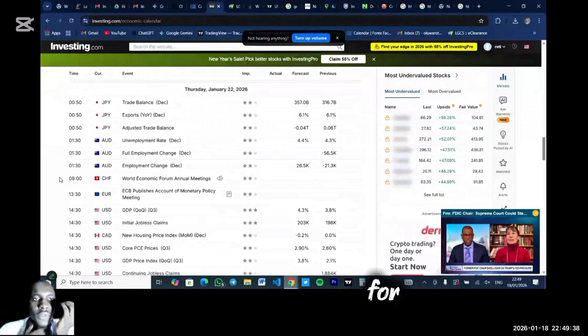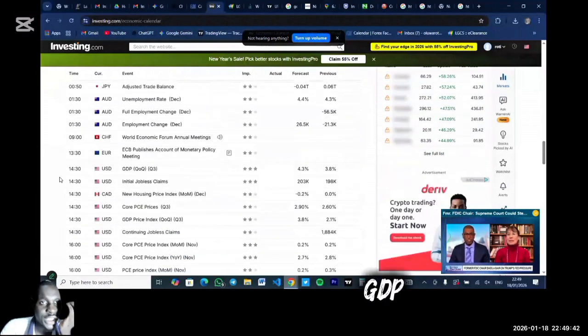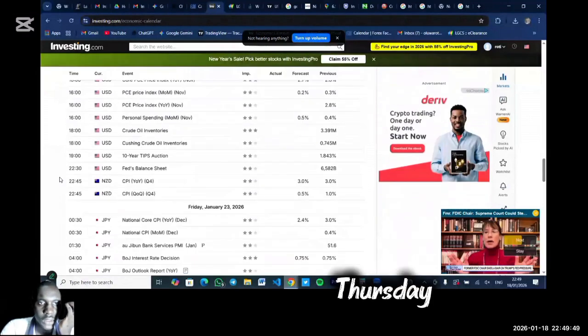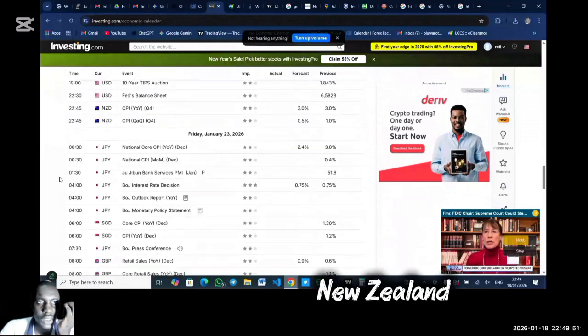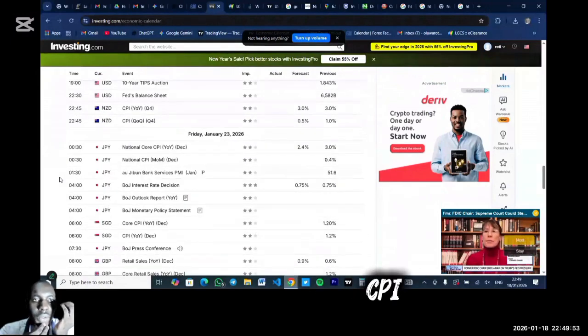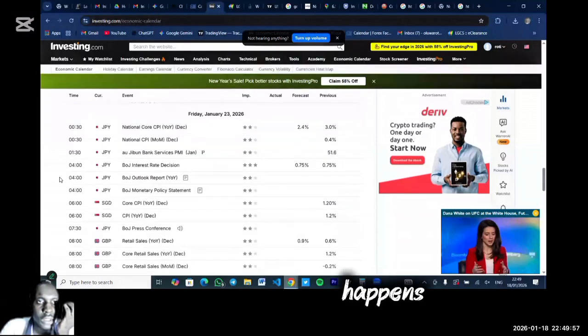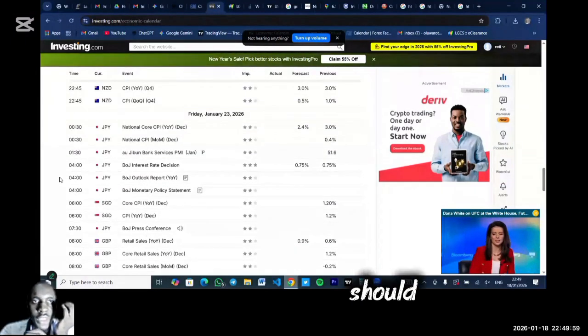Thursday, employment data for the Australian dollar. I like that. Then GDP for the US. Very good. GDP. Very good. I like Thursday. New Zealand dollar CPI. Okay. I'll see what happens at the Asia Open on Friday.